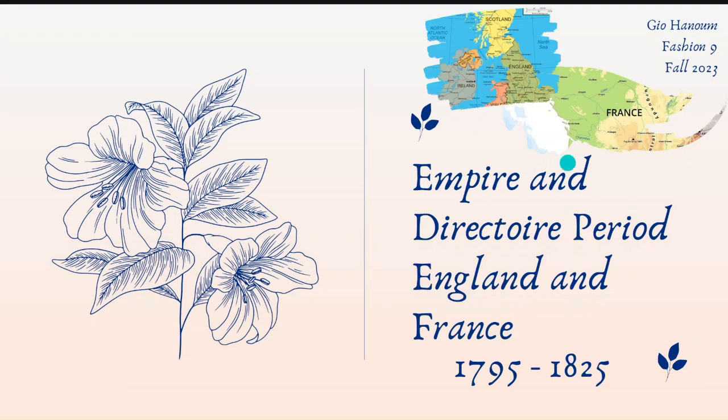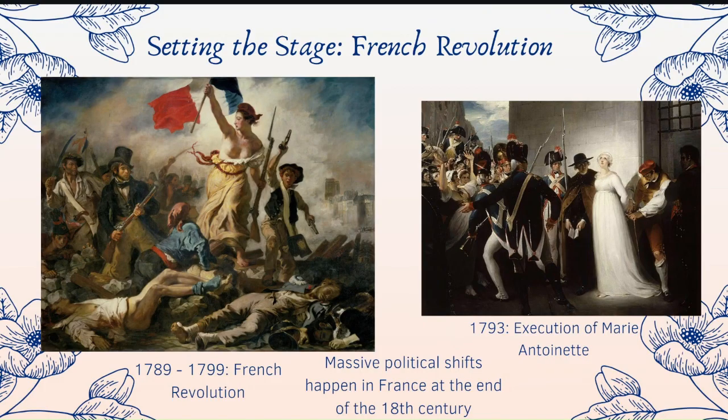Hello, my name is Gio Hannum, and today I'll be talking to you about the Empire and Directoire periods of fashion. The Empire and Directoire periods of fashion took place in England and France between 1795 and 1820. In 1789 to 1799, we see the French Revolution, which was a total upheaval against the monarchy during the Rococo and Baroque periods.